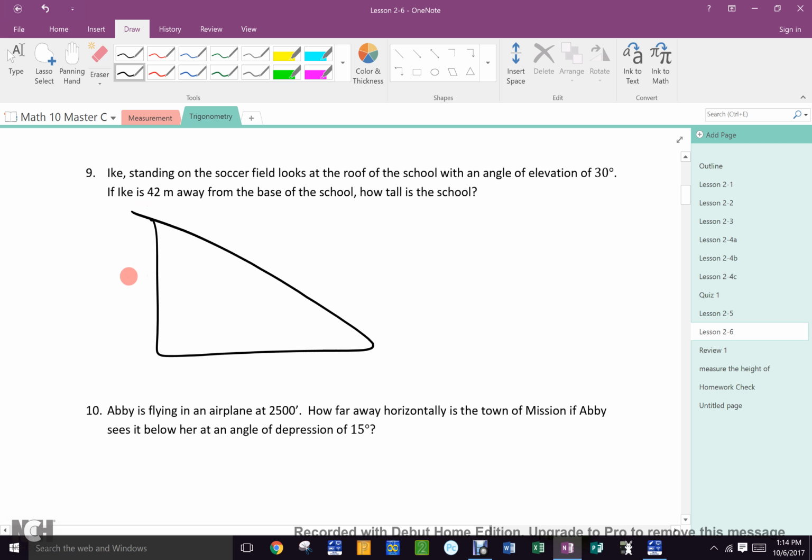Vertical. So there's the school. What are the other two? One is the ground. And this is the hypotenuse. Now, what is the only number I know? 42 along the ground. Who is 42 away? Ike. Which means Ike is the guy who's doing the looking at this triangle, isn't it? Which means the angle right by Ike is what? It is the angle of elevation, or our theta.